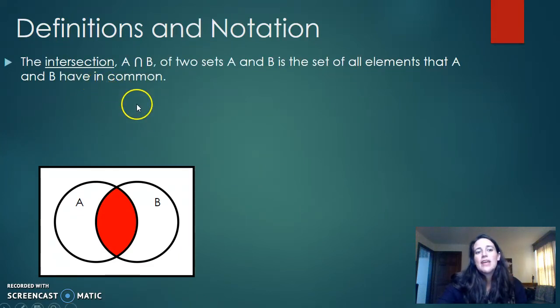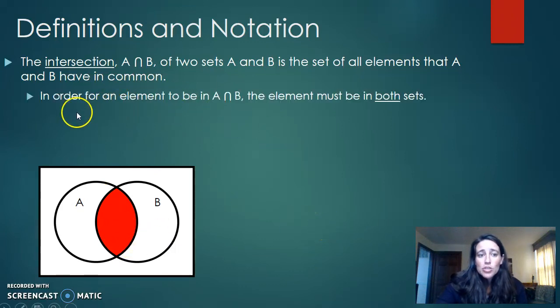The intersection, A intersect B, of two sets A and B is the set of all elements that A and B have in common. Again with the pictures, the intersection is represented by the overlap of these two circles. It's all of the elements that A and B have in common. So in order for an element to be in the intersection A intersect B, the element must be in both sets.